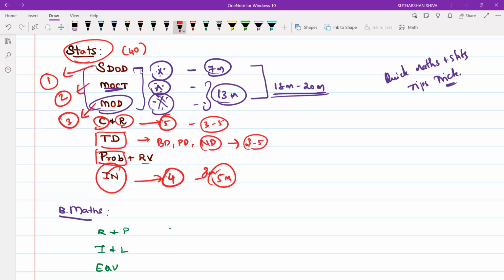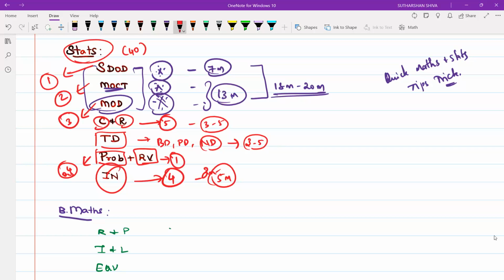Probability and random variable is another interesting area. From random variable, you may expect one solid question each and every time. The remaining 4 questions come from the probability area. In probability, there can be sums based on cards, dice, and bags, such as transferring a red ball from one bag to another bag and then drawing another ball. Like this, different sums will be there.